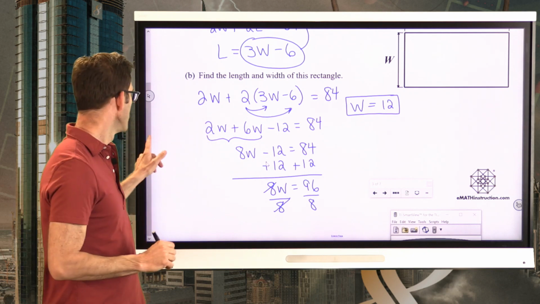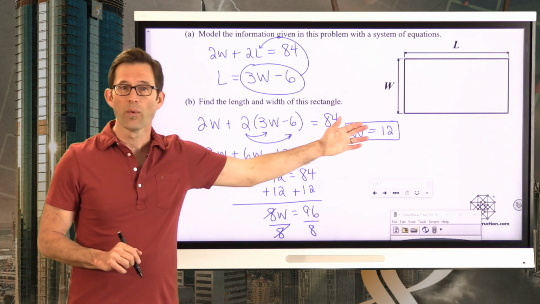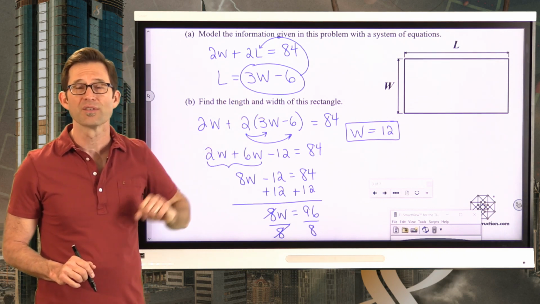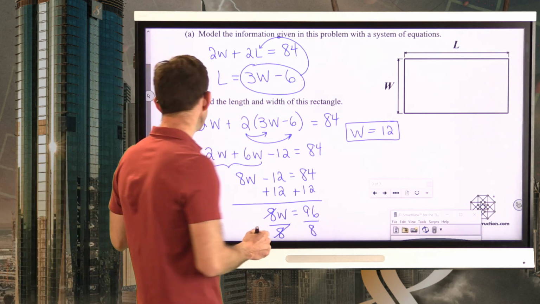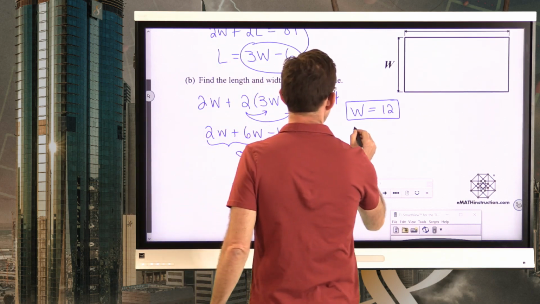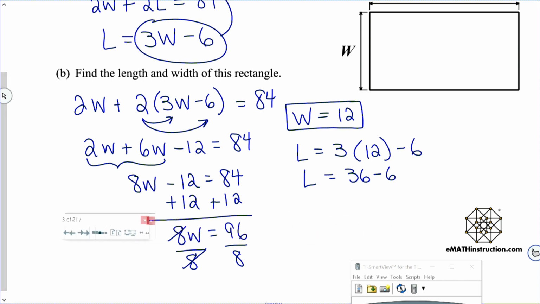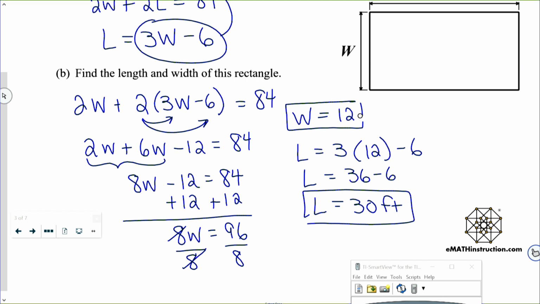I need my length. Of course, as always, I can take my width and substitute it into this equation or this equation to get the length. I'm going to put it into the second equation because it's relatively easy to use. Length is 3W minus 6. 3 times 12 is 36 minus 6, and now my length is 30. So my length is 30 feet, and my width, should always include units, is 12 feet.